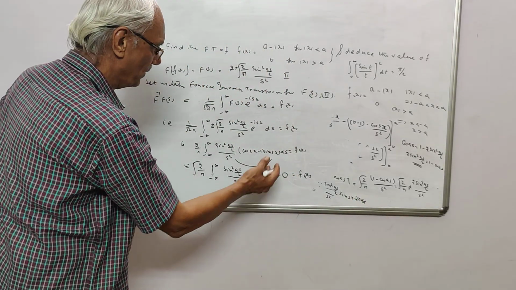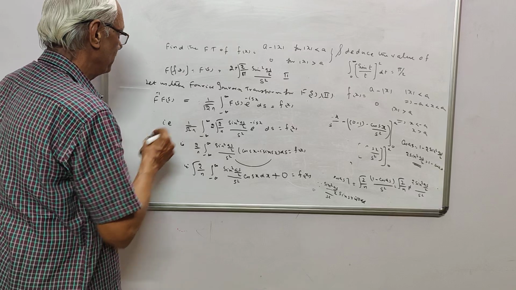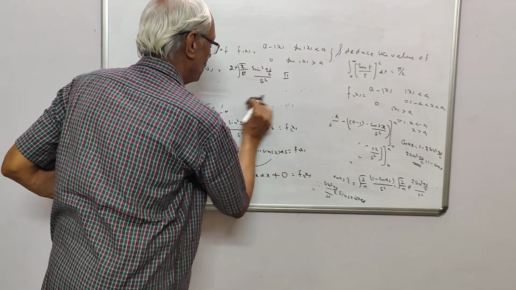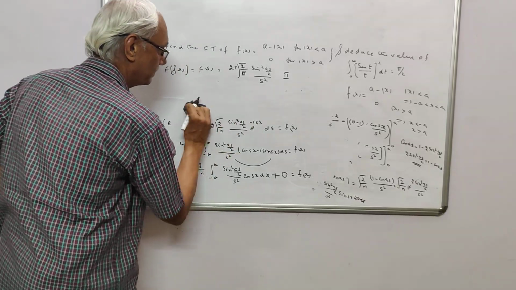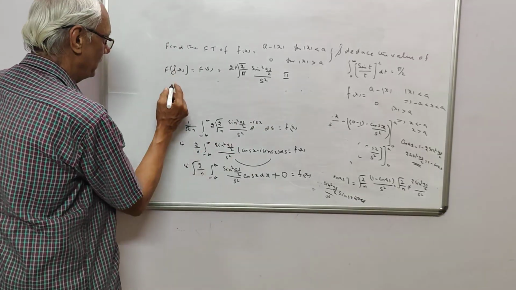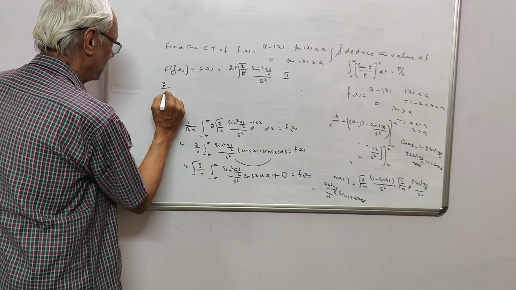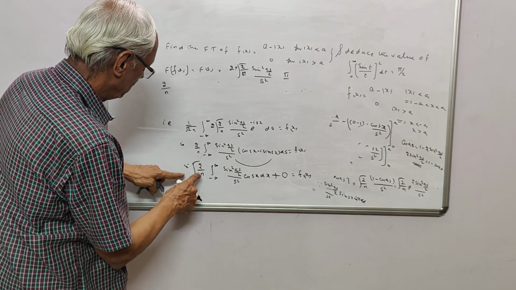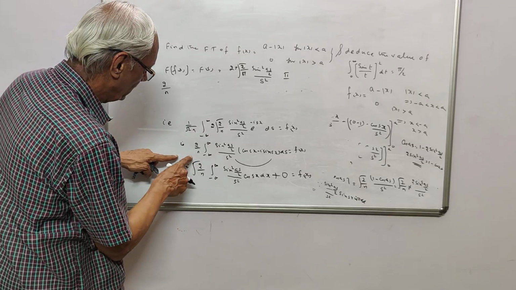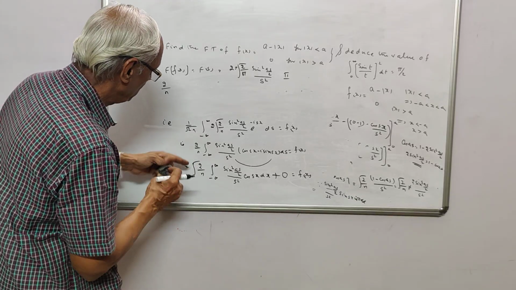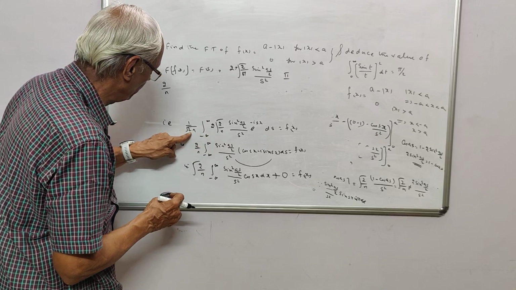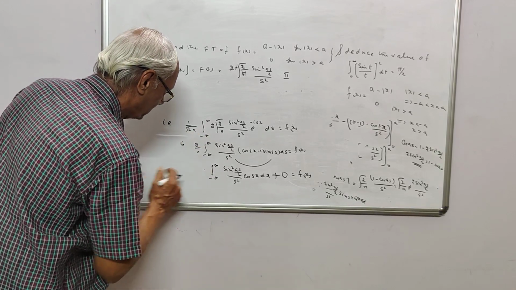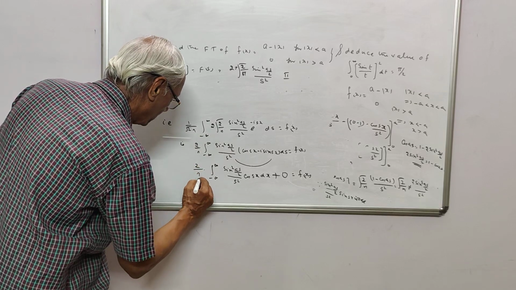So because this is an odd function, this becomes 0. Now let me write this. So what is that you will get here now? So you will get this to be 2 by pi. See, it is not this 2 by pi, 2 and 2 will go off. It is not square root of this, it is 2 by pi.